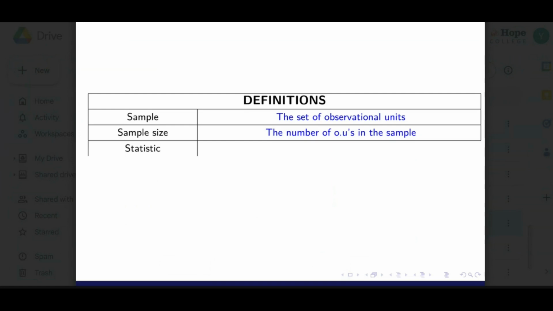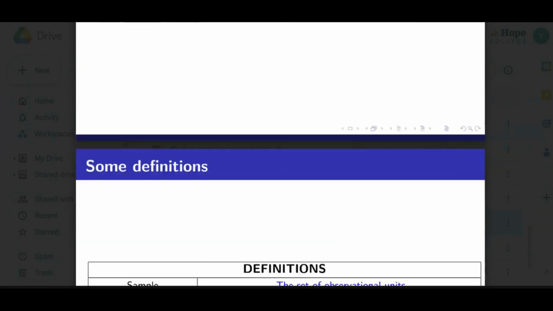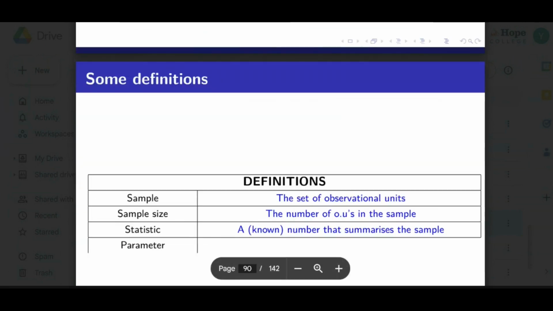All right. What is a statistic? First of all, let me ask you: is a statistic a number? Yeah. But it's a number that summarizes the sample. I put in parentheses, it's known. Statistics are known. You know that. You saw your sample, you calculated the statistics, so it's known.